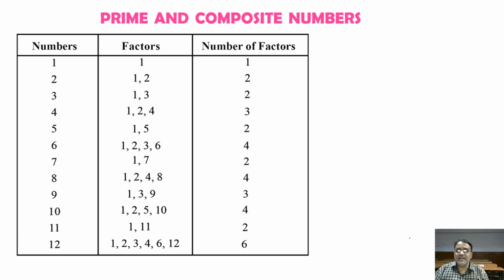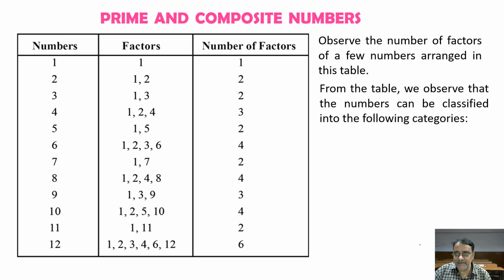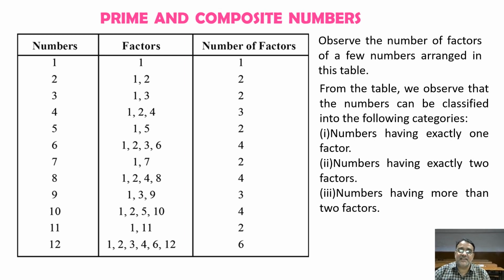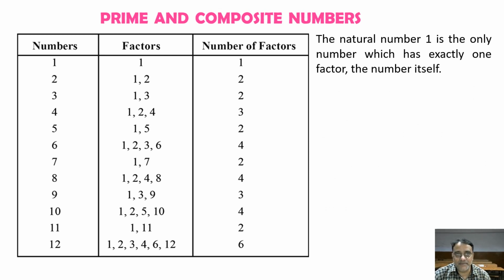So if we observe the number of factors of all these numbers, we can identify that only 1 is a number that does not have more than 1 factor. So leave it. We have either 2 or more than 2. The number having exactly 1 factor, the number having exactly 2 factors, the number having more than 2 factors. The one which has only one factor is neither a prime number nor a composite number. It is the natural number 1.